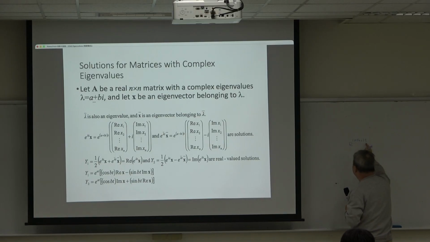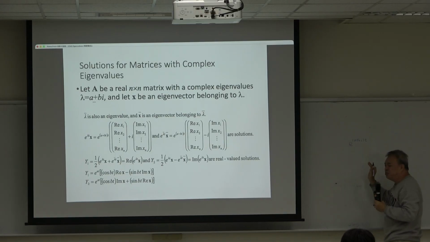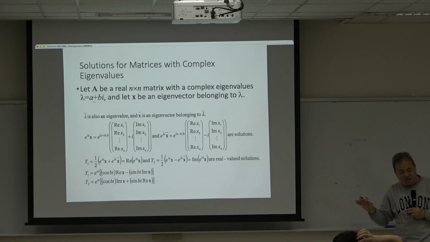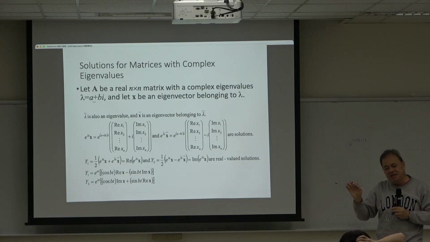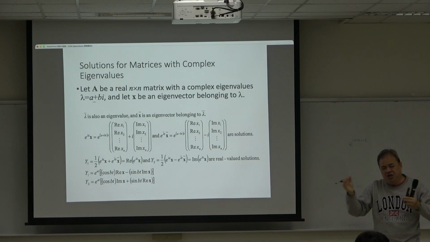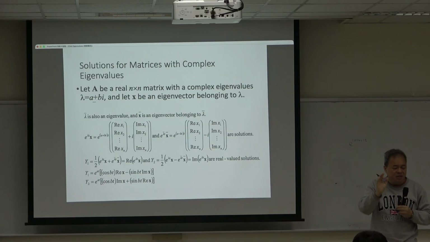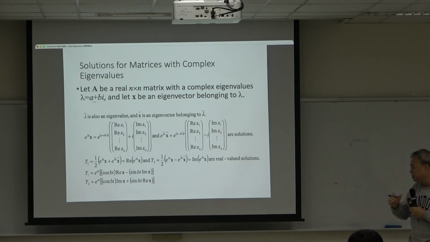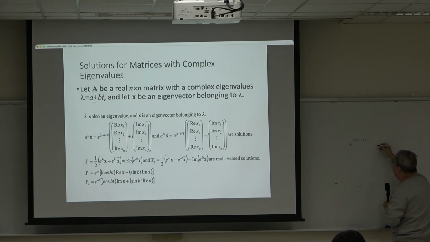Okay, this one. Let's break it into two parts: the part without the imaginary i, and the part with the imaginary i. We just break it into two parts. So this is obviously like e to the power of at plus bti, right?